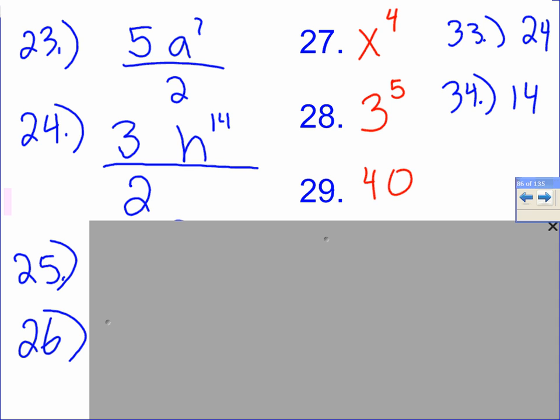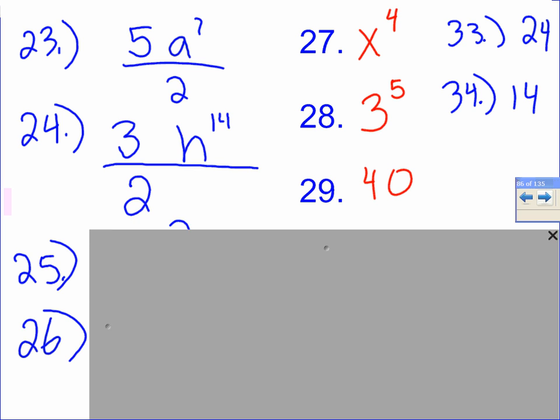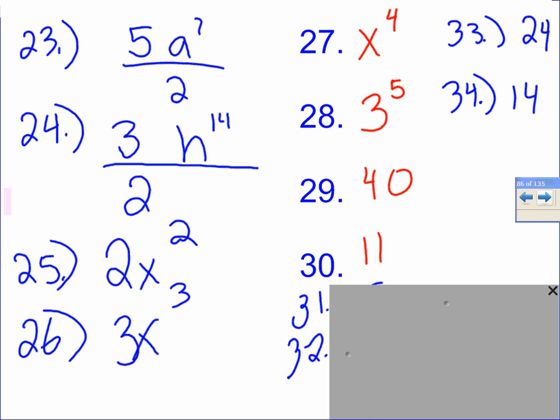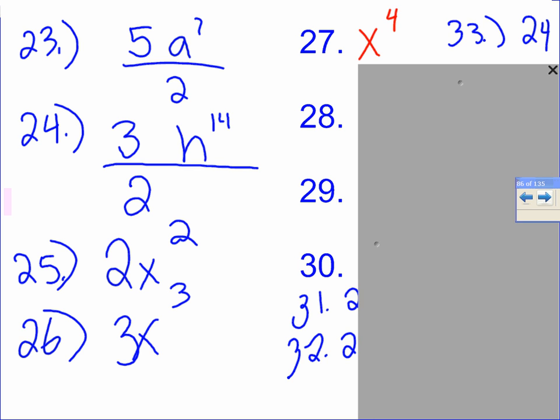No, because when you multiply a to the 5th times a to the 3rd, you get a to the 8th, but there's still an a on the bottom. Remember, simplify the numerator first, simplify the denominator, and then follow the rules from yesterday. Okay? Okay, 25. Sean? Good. Annalise, 26. Good. 3x to the 3rd. Number 27 is x to the 4th.